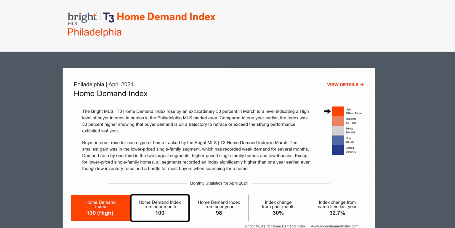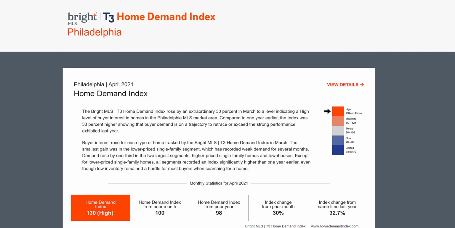We can see right beside it that the demand has risen from the previous month's 100, a rise of 30%, and it's considerably higher than where we'd seasonally expect based around last year's index of 98. That's up 32.7%. So it would be safe to say, if you're working with a seller, that it's a market in their favor. Demand is there, and here are the stats to back it up. Similarly, if you're representing a buyer in this market, you'd want to make sure that they're armed with this information as they work on offers.